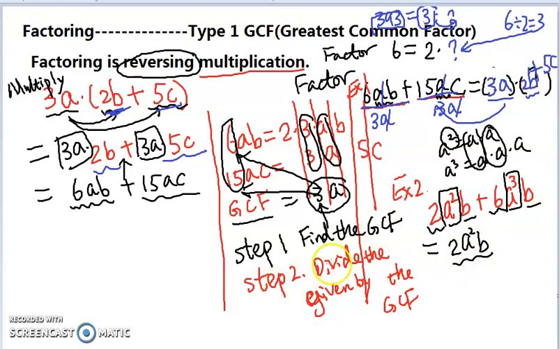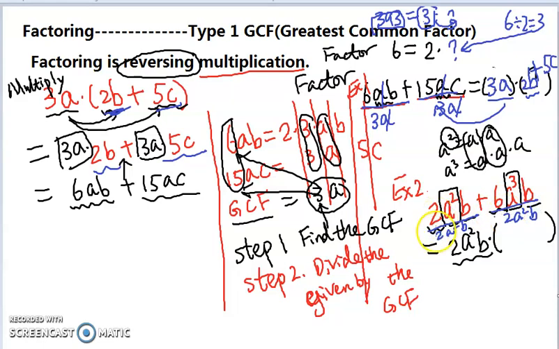And step 2, we divide the given by the GCF. Because we need to find out 2A squared B times what is going to give us 2A squared B plus 6A cubed B. We're going to take both of them, divide by 2A squared B. So let's do that. I'm going to use a different color here and just go ahead and do it here. Divide by 2A squared B, divide by 2A squared B.